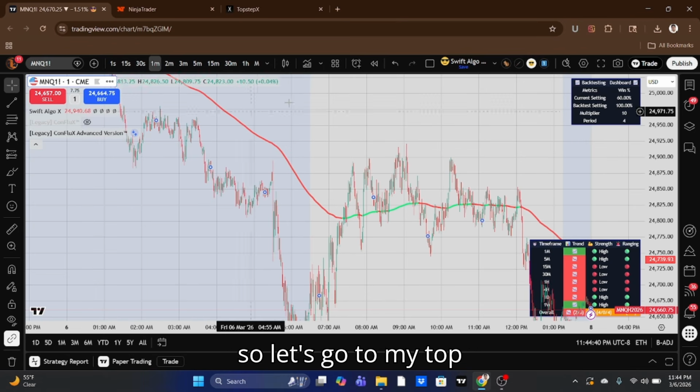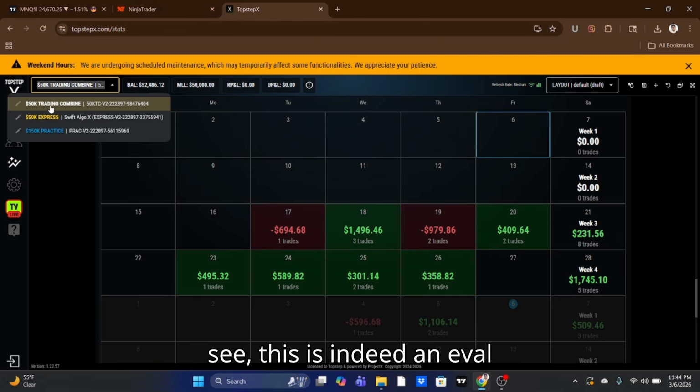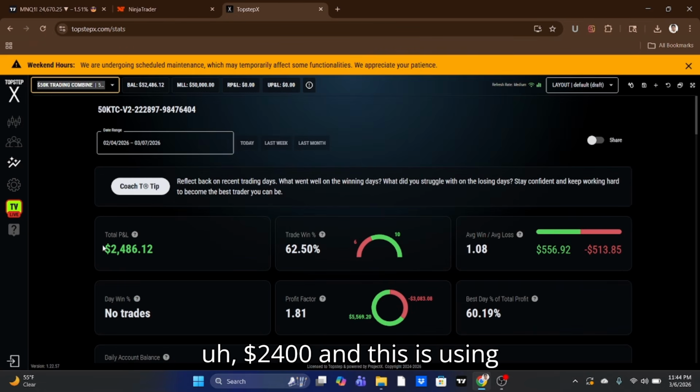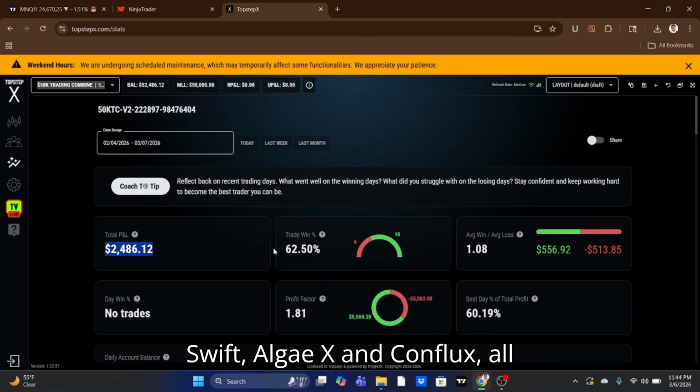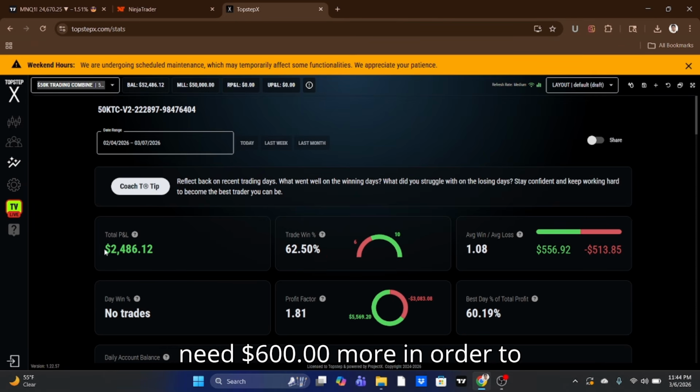Okay, so let's go to my Top Step X account. As you can see, this is indeed an eval account. And I'm actually up $2,400. And this is using Swift Algo X and ConFluX all on automation, okay? And I basically need $600 more in order to pass this eval.